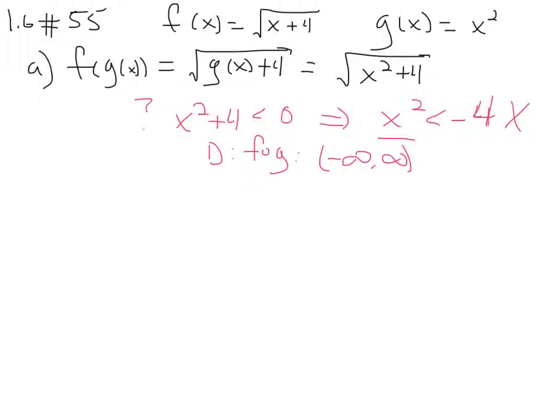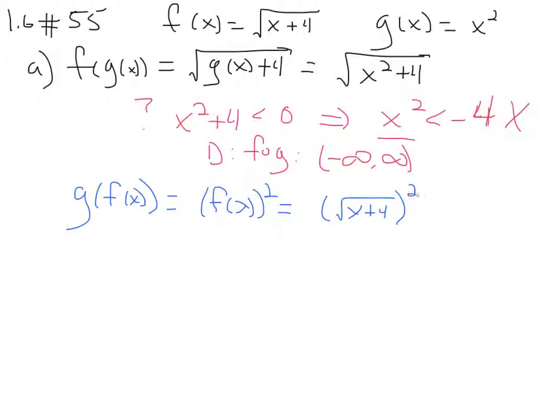Okay. We're also asked to find g of f of x. So this, we take our g, and everywhere where there's an x in g, we stick our entire f of x, right? So this is going to be f of x squared. Okay. So it's going to be square root of x plus 4 squared. And when we square the square root, right, they undo each other. So this is going to be x plus 4.